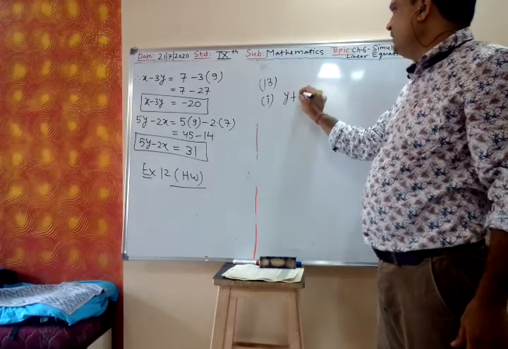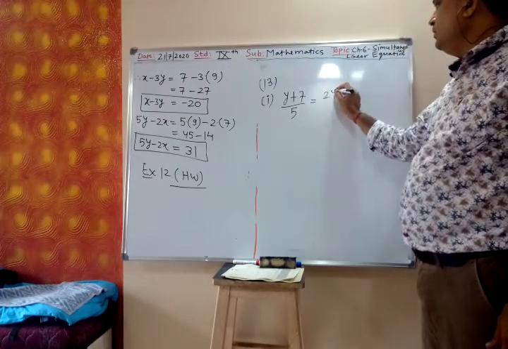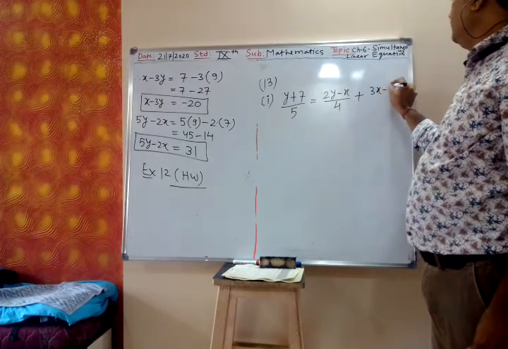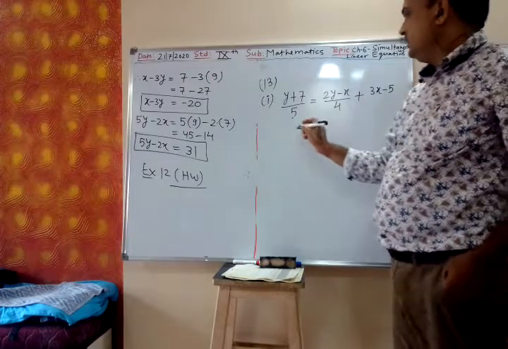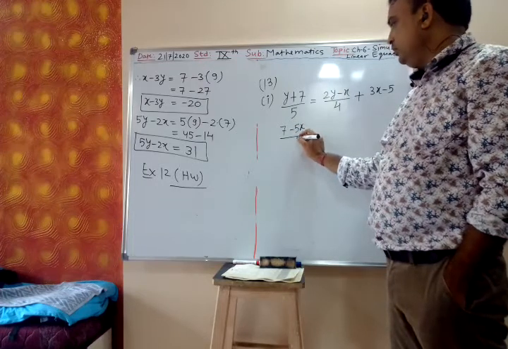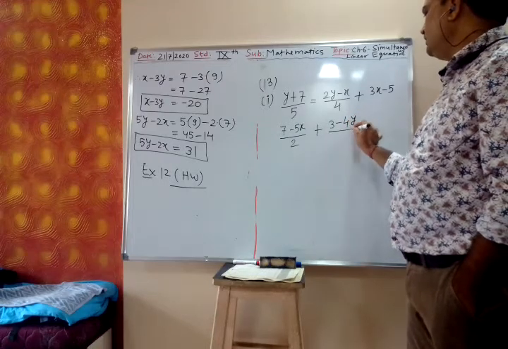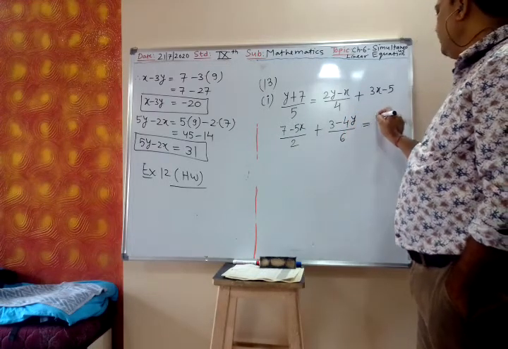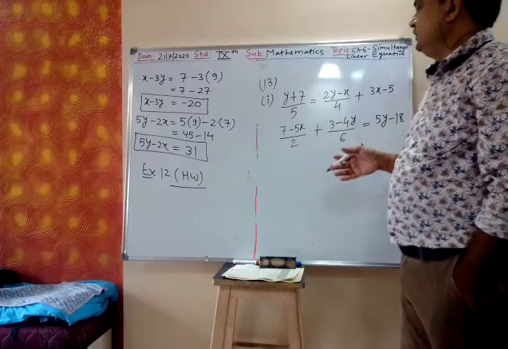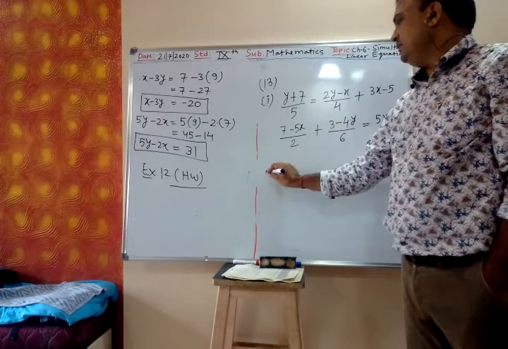y plus 7 upon 5 is equal to 2y minus x upon 4 plus 3x minus 5. This is one equation given. Second is 7 minus 5x upon 2 plus 3 minus 4y upon 6 is equal to 5y minus 18. So you are given two equations. So our first job is to get equations 1 and 2 by simplifying. So let us simplify the first one.